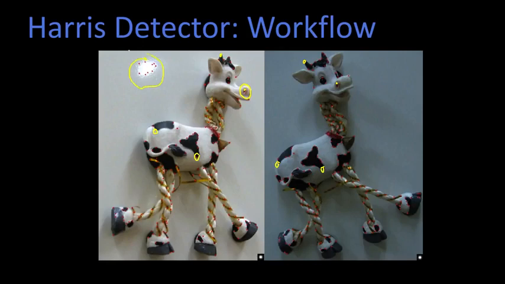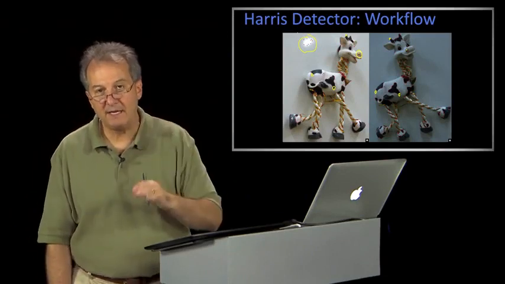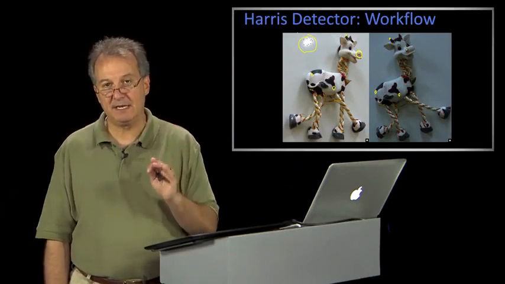Now, of course, not all these points are there. Well, of course not. There's a specular reflection in the left image that's not in the right. That's okay. Harris couldn't possibly know about that. The point is that we reliably found many of the same points.